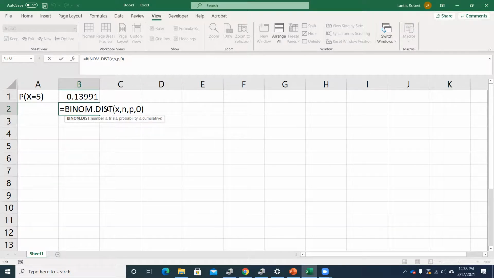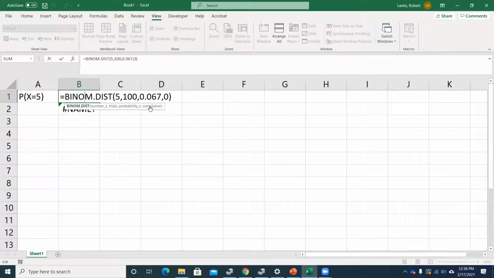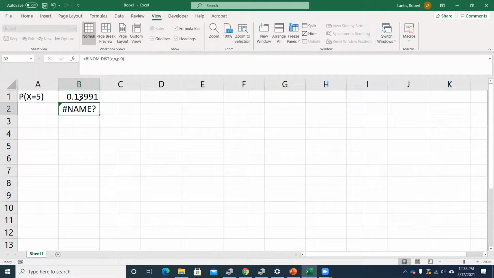Well, what if I want the probability x is equal to 10? What's the probability that 10 people are millionaires? Well, I could go back in, and now I have to change the 10. What if I update the probability because now I have 2020 data? I don't want to keep going in and updating this equation.